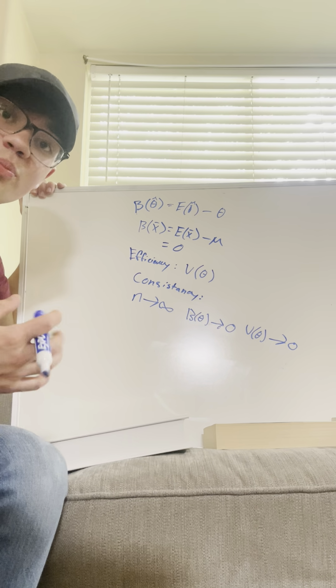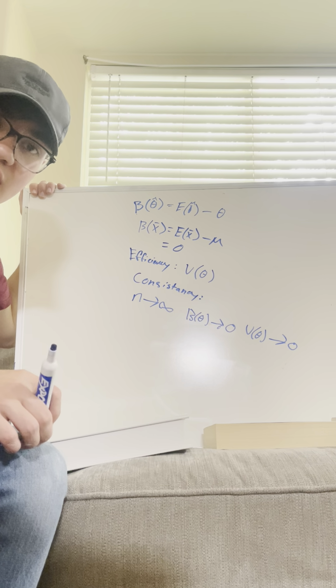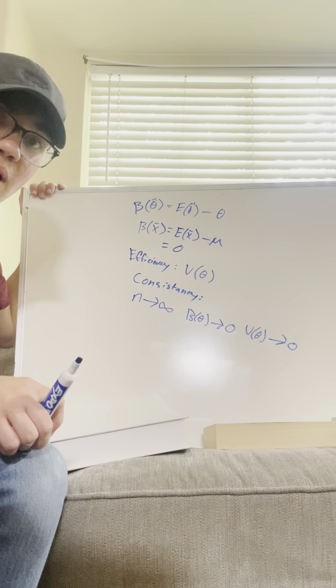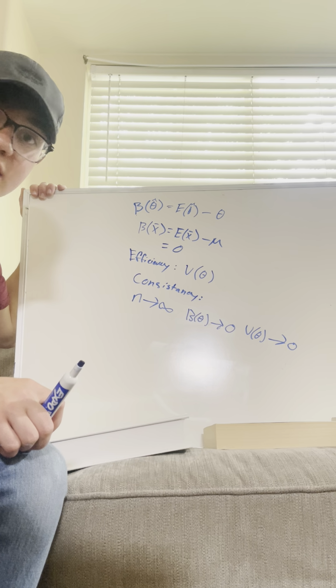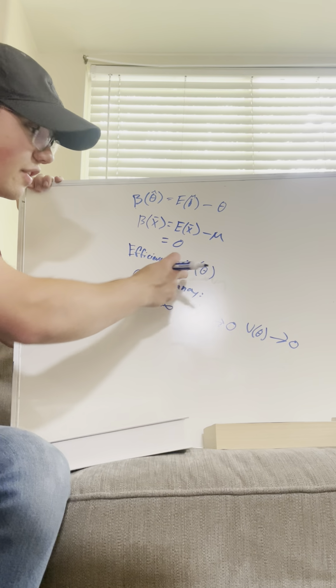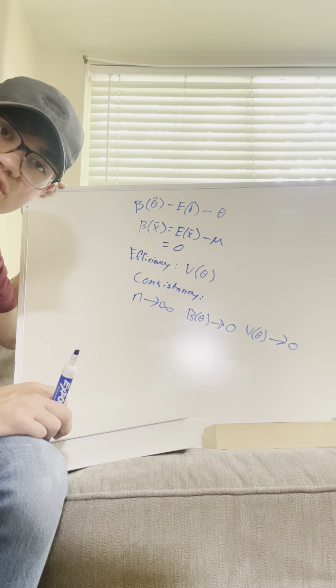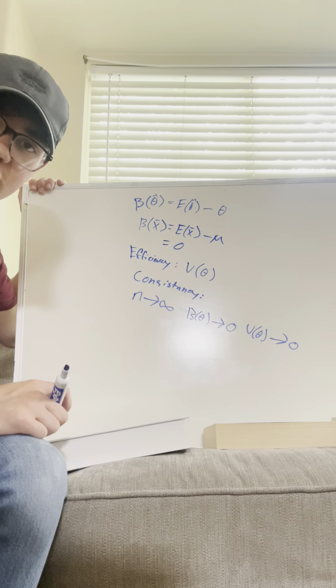Therefore, something can be both biased and consistent. Something can also be unbiased, but not consistent if the variance is very high and doesn't go to 0 as the sample size gets larger.